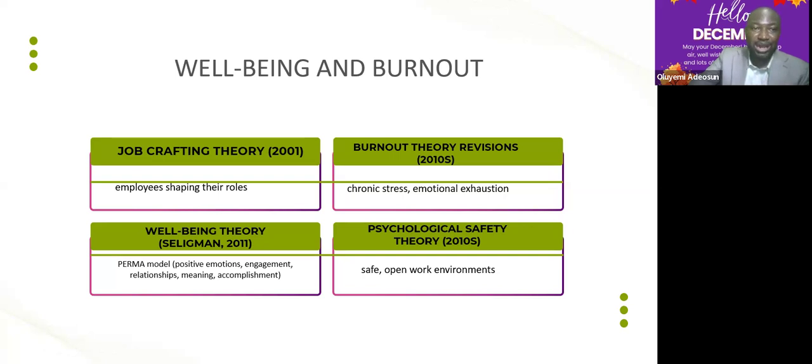And in that PERMA model, you're looking at positive emotions. That's what P stands for. Okay, you are looking at engagement, relationships. M stands for what? Meaning. And A stands for accomplishment. Then with respect to psychological safety theory, you are looking at a safe, open work environment.